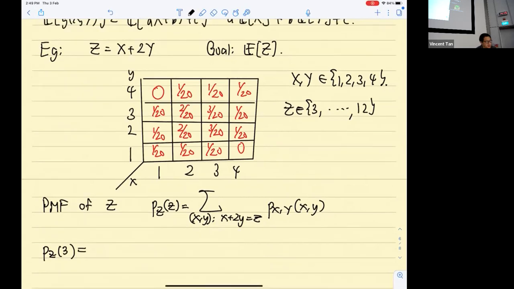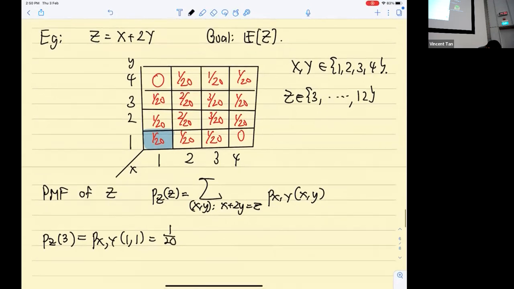Now, when can Z be equal to 3? So I'm plugging Z equal to 3 in here. What values of X and Y yield Z equal to 3? X and Y can take on 1, 2, 3, 4, and X plus 2Y equals Z. If Z is equal to 3, how can I form 3 from X and Y? What must X and Y be? There's only one choice. Yes, very good. 1, 1. So if I want this 3, I have looked into this box only. So this is the only box that can give me Z equals 3. That is nothing but P_XY(1, 1), exactly what this gentleman told me, 1 over 20. Understand? Now, some of these others are not so easy.